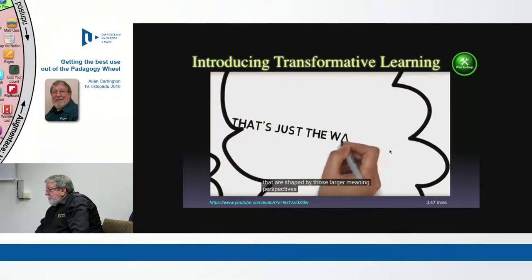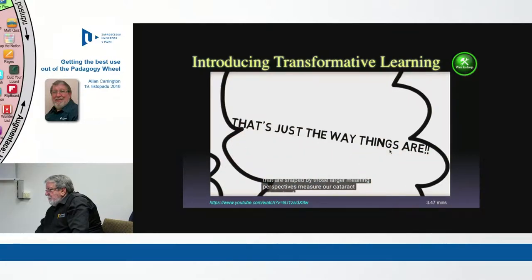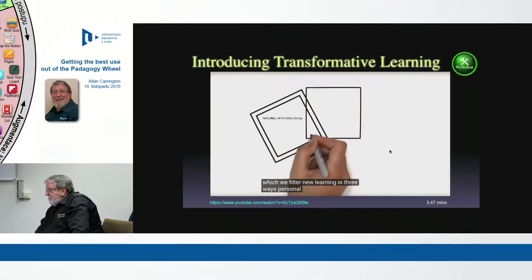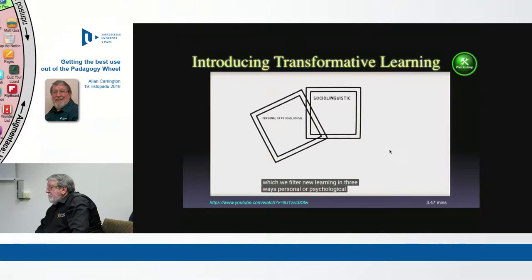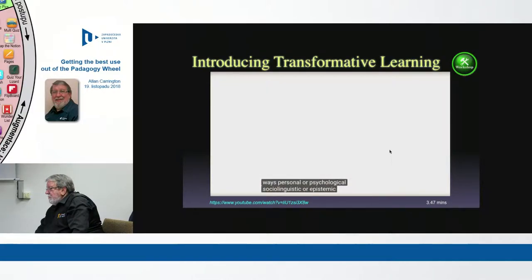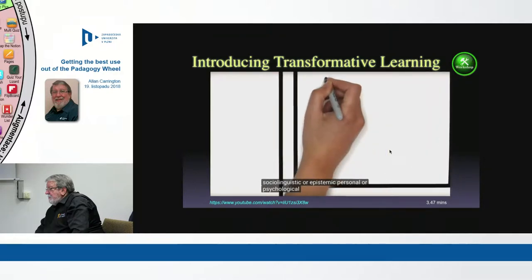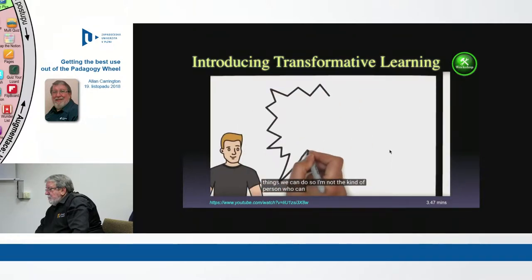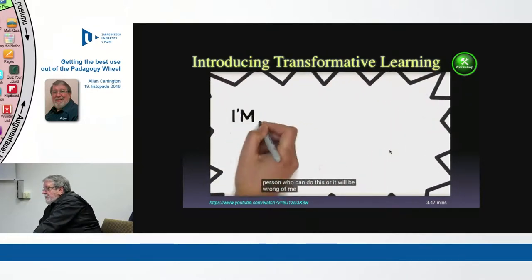meaning perspectives. Mezirow categorised the meaning perspectives through which we filter new learning in three ways: personal or psychological, sociolinguistic or epistemic. Personal or psychological meaning perspectives are beliefs about ourselves and the kind of things we can do. So, I'm not the kind of person who can do this, or it would be wrong of me to do that.